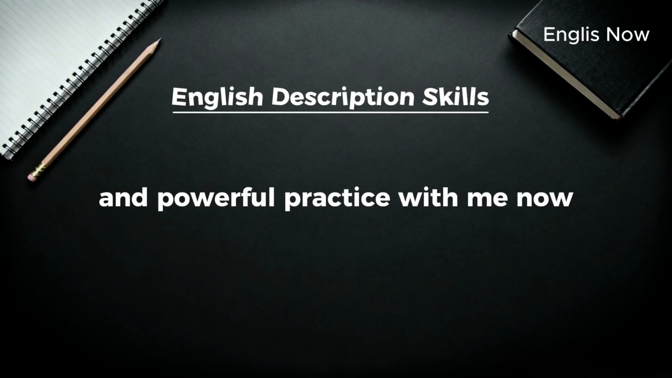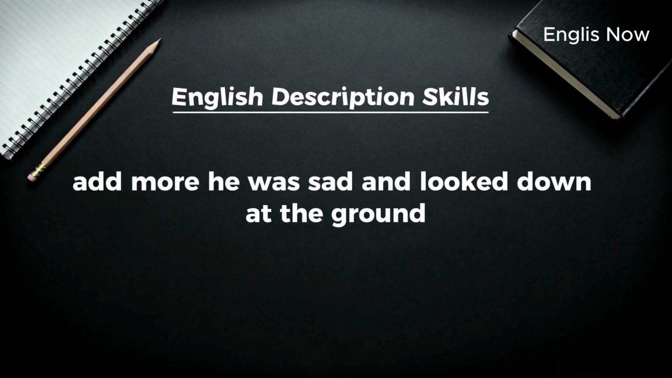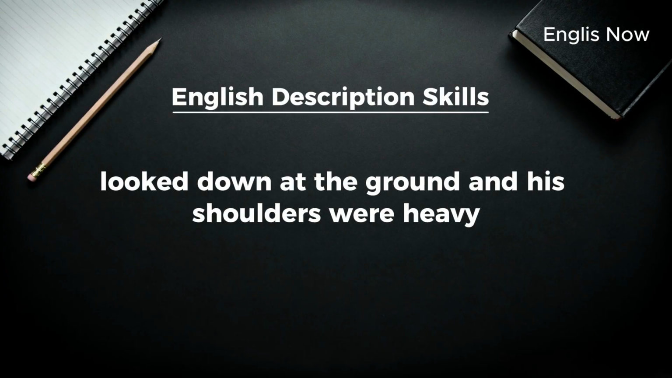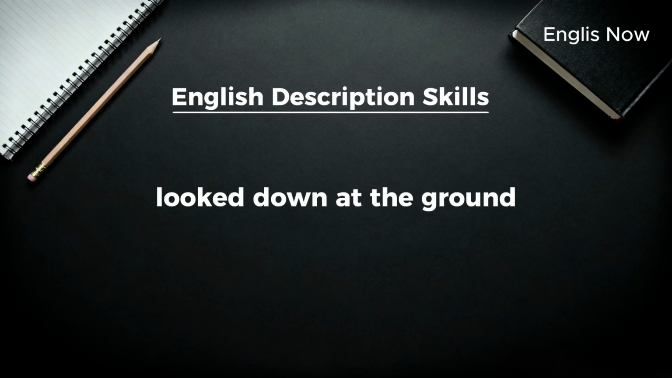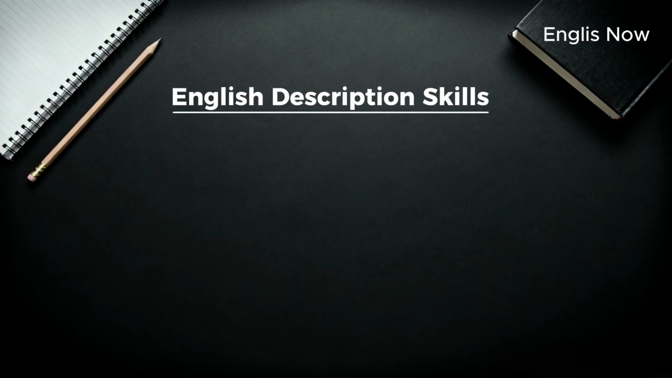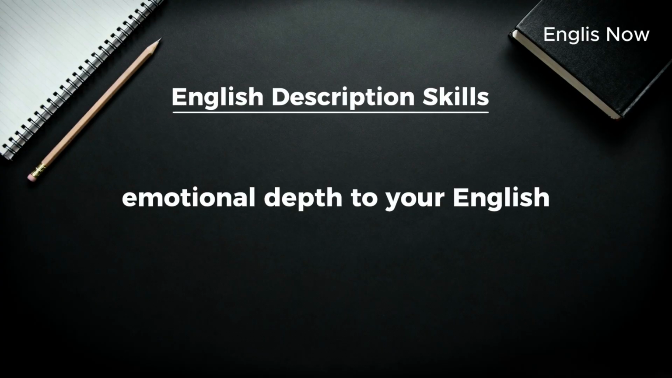Practice with me now. Repeat slowly. He was sad. Add more. He was sad and looked down at the ground. Add again. He was sad, looked down at the ground, and his shoulders were heavy. Add again. He was sad, looked down at the ground, his shoulders were heavy, and his voice was soft and broken when he spoke. This is how description gives emotional depth to your English.